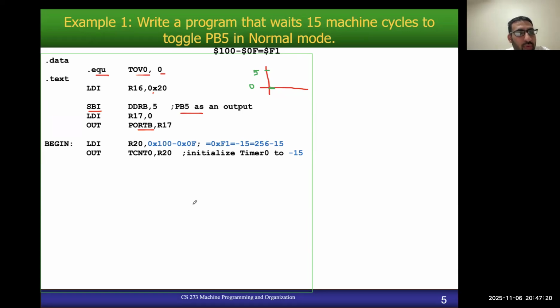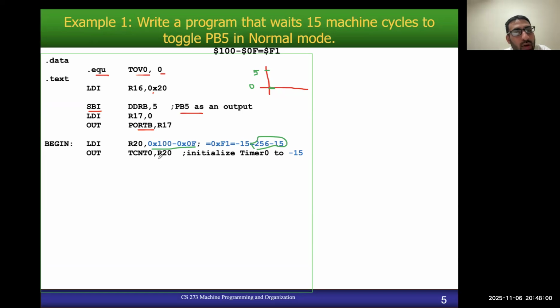And then we are loading in R20 the initial value which we want to put in the TCNT0 register, but we cannot write it directly. So we first put it in R20. We are putting 0xF1 in R20. You can use this equation and then your assembler will do the subtraction or math for you, or you can do it on paper and then put the value of 0xF1 here. I would always prefer to use the decimal form because it is easier. I can simply write here LDI R20, 256 minus 15. So then I don't need to worry about the hexadecimal form, right? It is easy for me to understand.